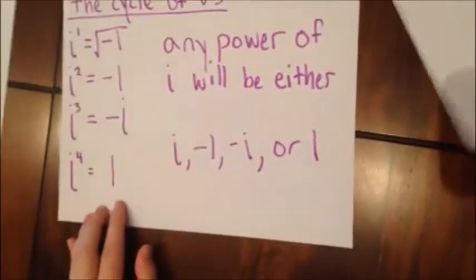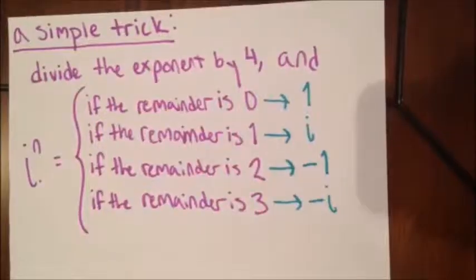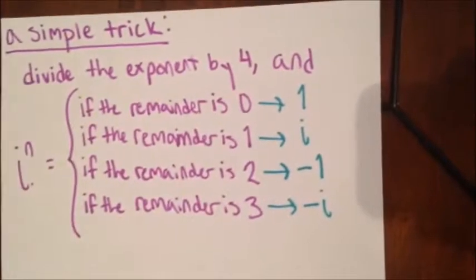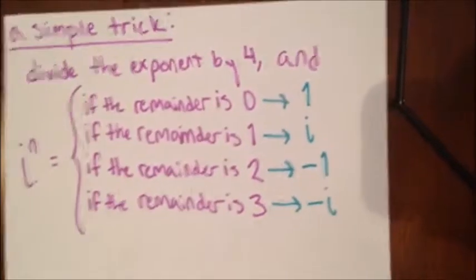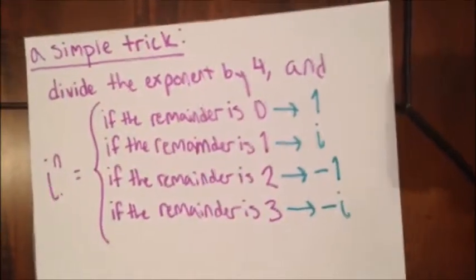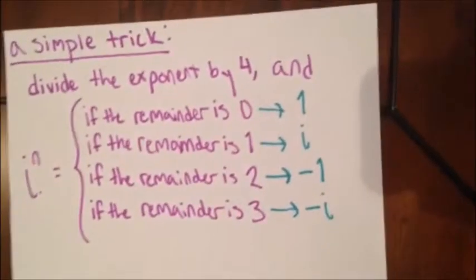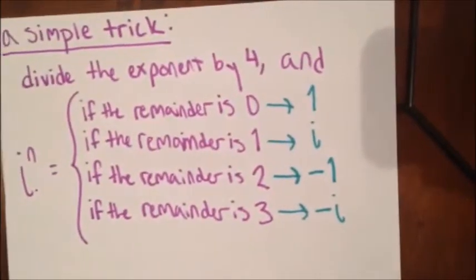Any power of i will be either i, negative 1, negative i, or 1. Here is a simple trick to figure out what i is equal to whenever it's raised to a large power. You just divide the exponent by 4, and if the remainder is 0, it's 1. If the remainder is 1, it's i. If the remainder is 2, it's negative 1. And if the remainder is 3, it's negative i.